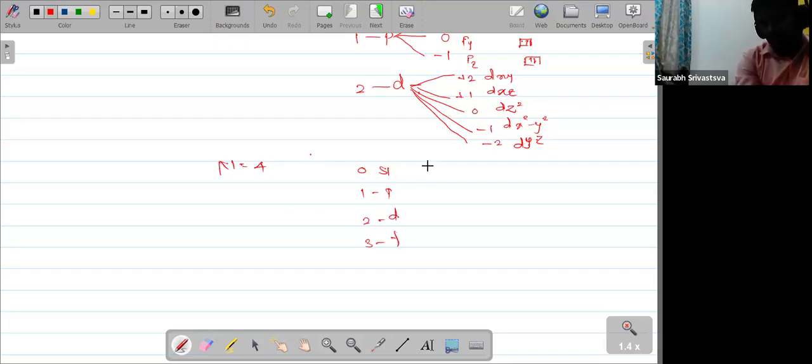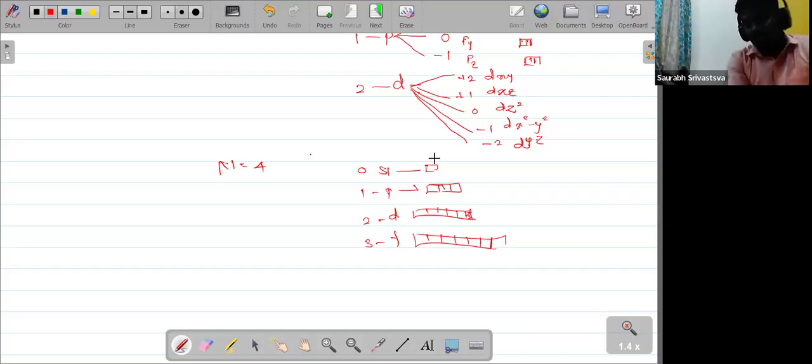The s subshell has only one orientation, the p has 3 orientations, the d has 5 orientations, and the last one, f, has 7 orientations: 1, 2, 3, 4, 5, 6, overall 7. So the shell we call n, the subshell we call l, the orientation we call ml, and how the electrons are arranged in the orbital is called s. Clear?